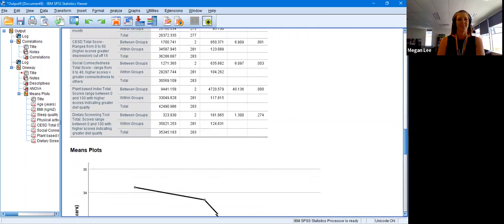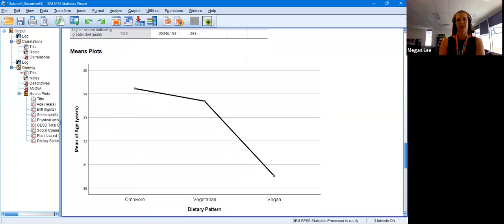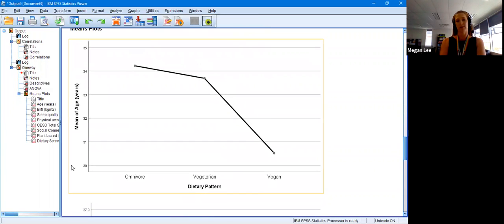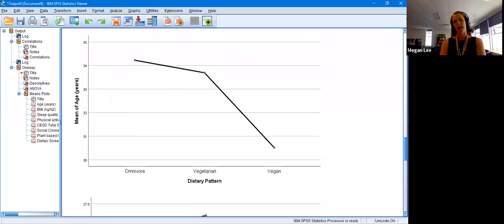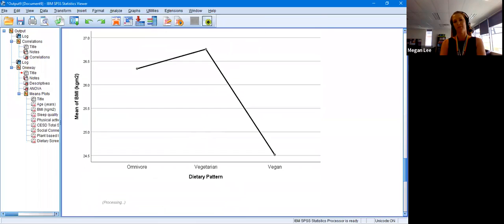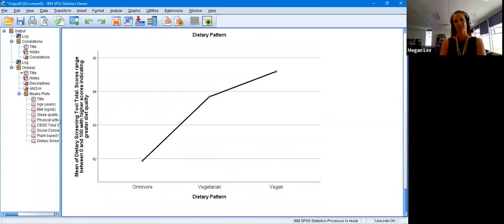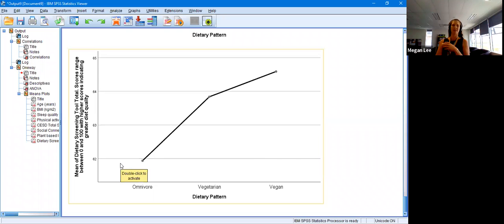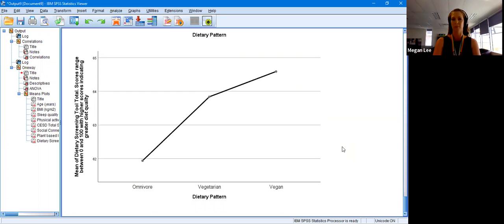Okay. Cool. These are the means plots. This just gives us an idea of what the averages look like. Basically, omnivores are around 35, vegetarians around 32, with our vegans around 30. So it just gives you a visual idea of the differences between the averages. So when you look at that plant-based index, is that plant-based? No, that's the dietary screening tool. It's so weird that the omnivores came out with lesser dietary quality than the vegetarians and vegans, despite the fact that we didn't reverse code them.